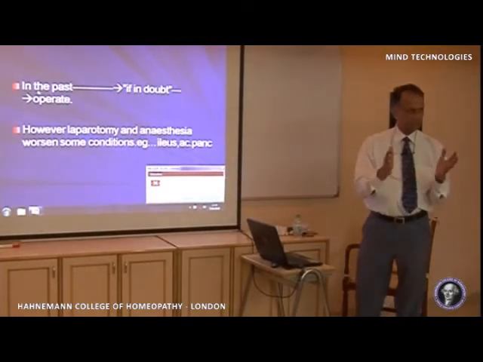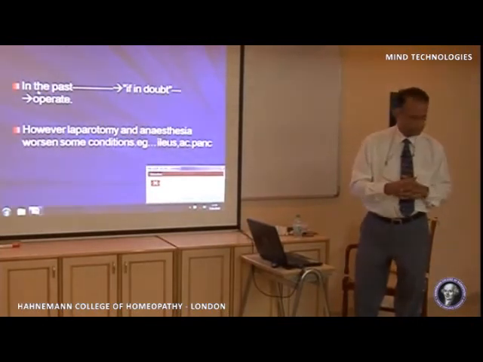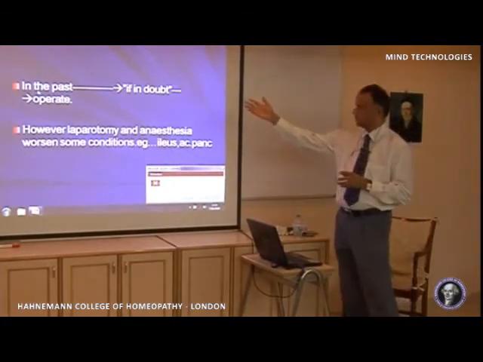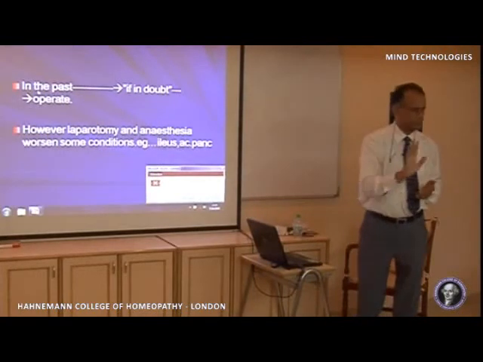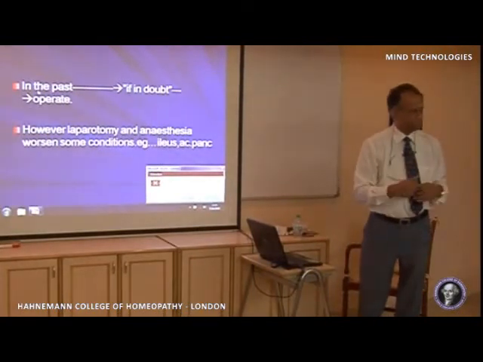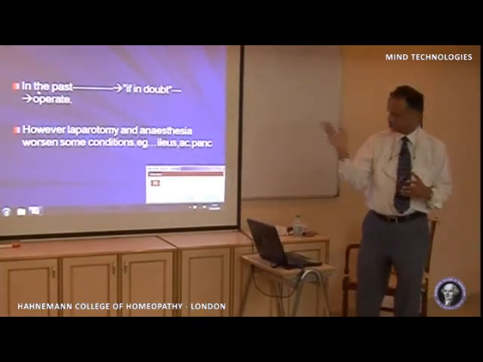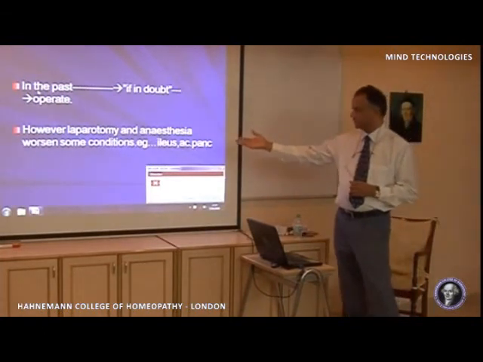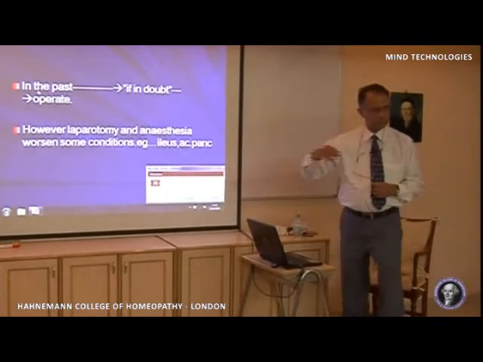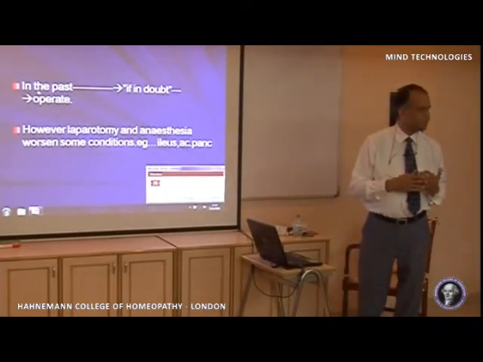The machines were crude, the images were terrible. So I remember as a resident, an acute abdomen came, operate, because you couldn't know what is happening. If you don't know what's happening, you had basic x-rays, we'll see what they show. But we know that in some conditions, especially ileus or acute pancreatitis, if you operate, things can go horribly wrong.